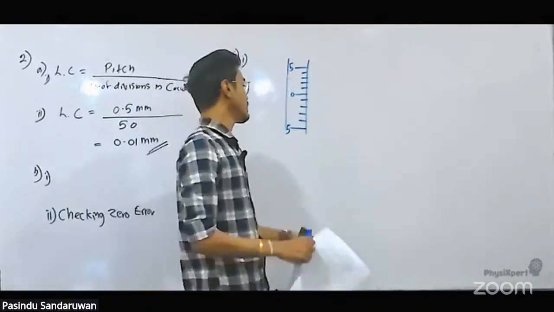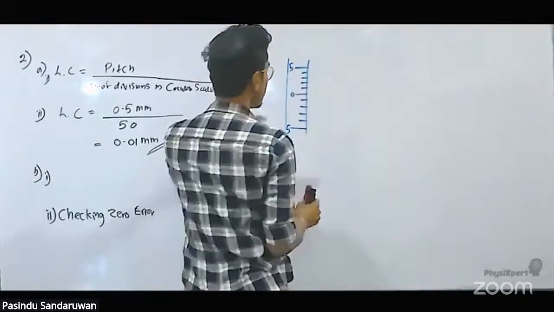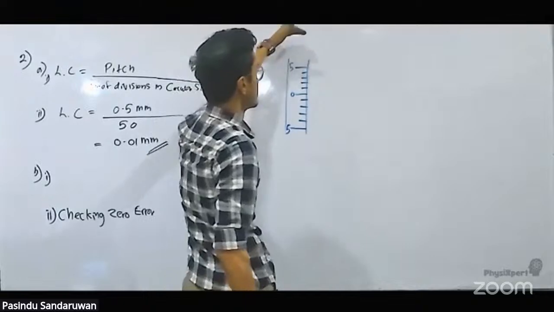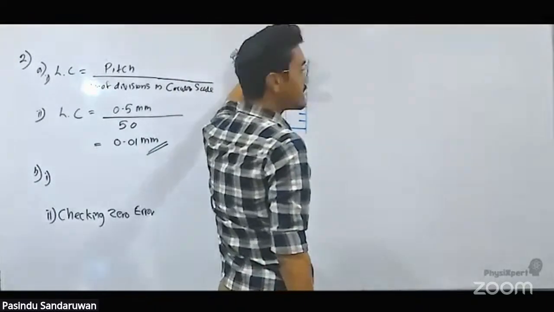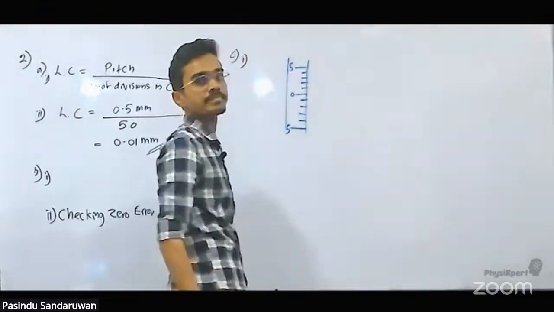Either way, maximum count is only 10 millimeters. Here that is 10 millimeters each side. I have drawn only a part of the scale. It is running up to 10, right? Maximum reading is 10 millimeters each side. Total length is 20 millimeters.